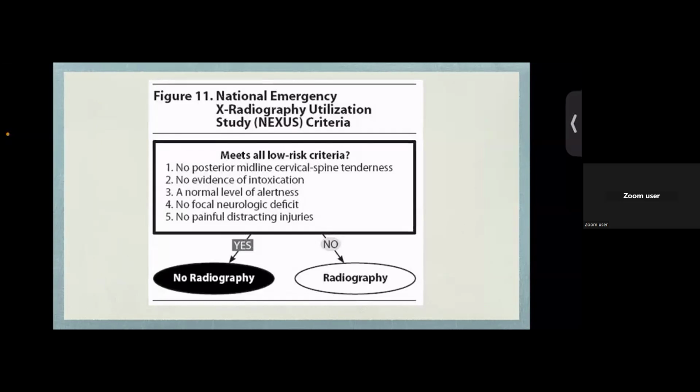So this and the following slide, we'll go into basically when you should consider doing radiography for patients who present with spinal cord injury, right? There's the National Emergency X-Radiography Utilization Study criteria, the NEXUS. So you go through all these. If there's no posterior midline cervical spine tenderness, no evidence of intoxication, a normal level of alertness, no focal neurological deficits, no painful distracting injuries, then no, the patient doesn't need radiography. If yes, then proceed with that.